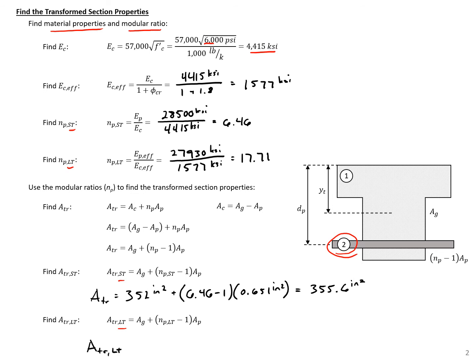Our long-term transformed area is going to be 352 square inches plus 17.71 minus 1 times 0.651 square inches, which will give us a long-term transformed area of 362.9 square inches.